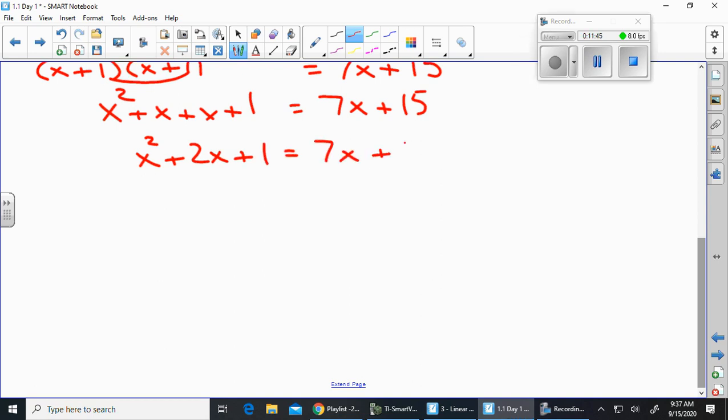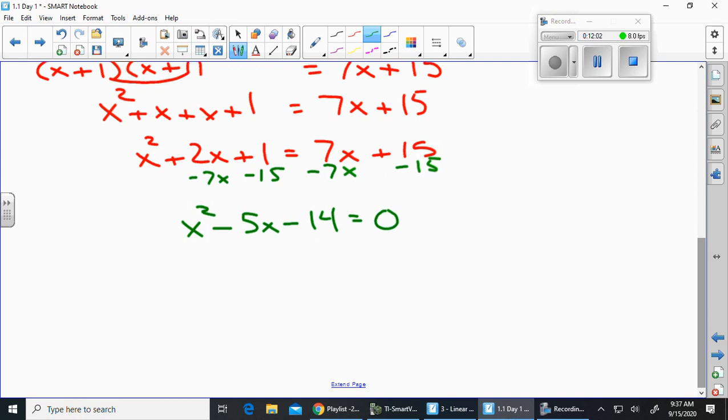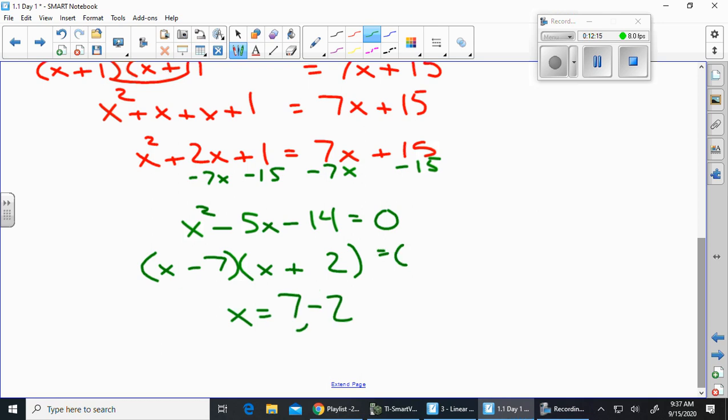And I have a quadratic. So if I have a quadratic, I know how to solve that. Bring it all on one side. Minus 7x minus 15. X squared minus 5x minus 14. Now, how do I solve that? Quadratic formula, factoring, your choice. I know that 7 and 2 subtract, so I get 7 and negative 2.